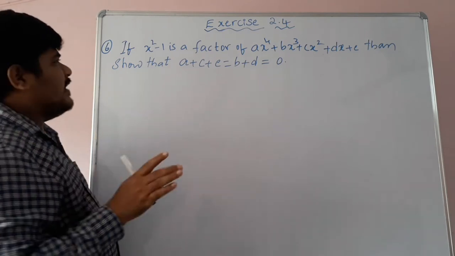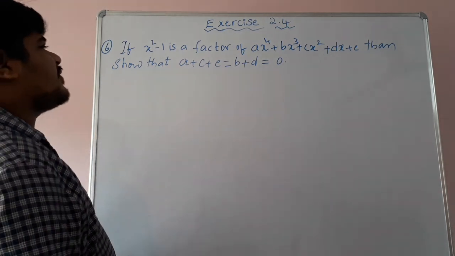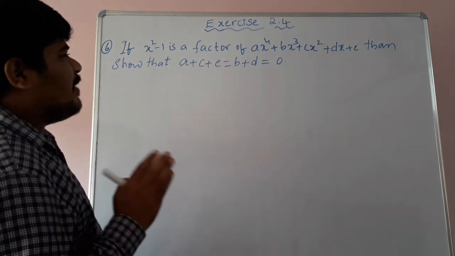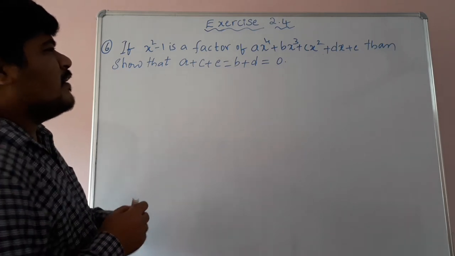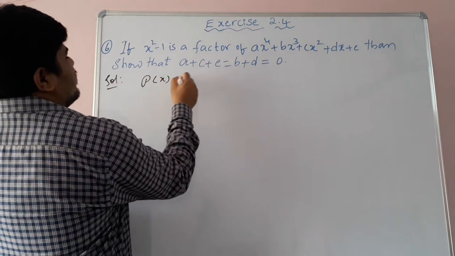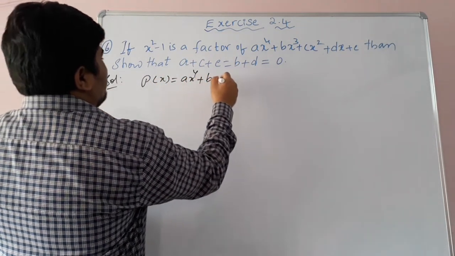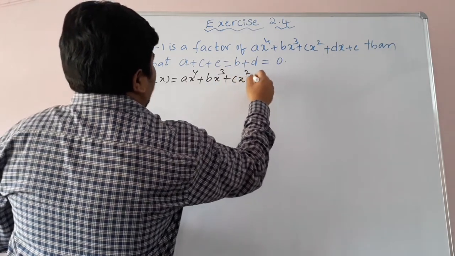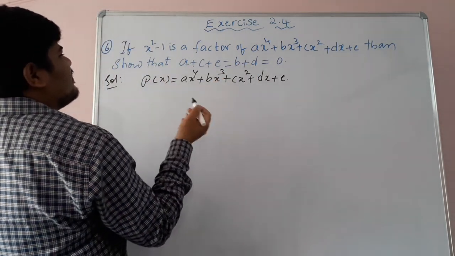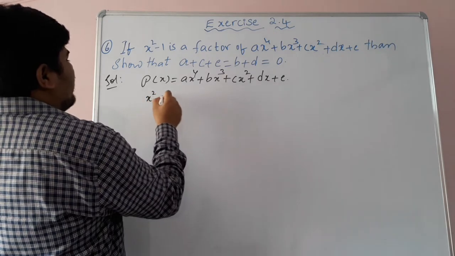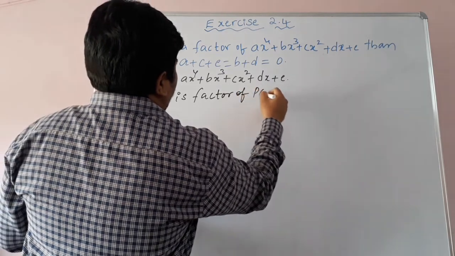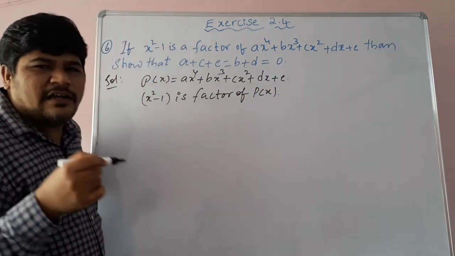If x square minus 1 is a factor of ax power 4 plus bx cube plus cx square plus dx plus e, then show that a plus c plus e is equal to b plus d is equal to 0. So children, here take the given polynomial as p of x. So what is that polynomial, children? ax power 4 plus bx cube plus cx square plus dx plus e. Now, what are the factors, children? x square minus 1 is a factor of p of x.